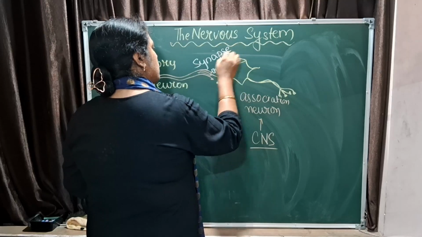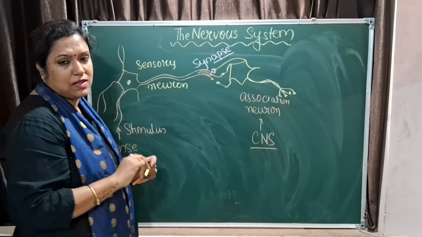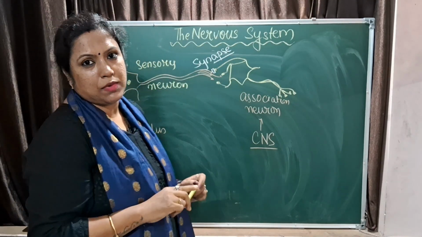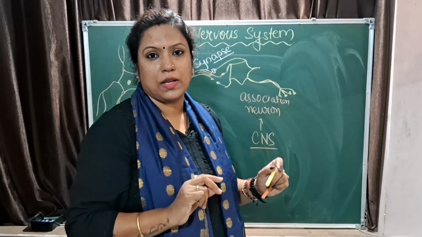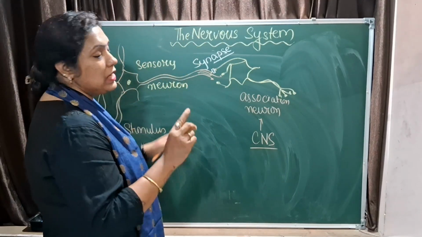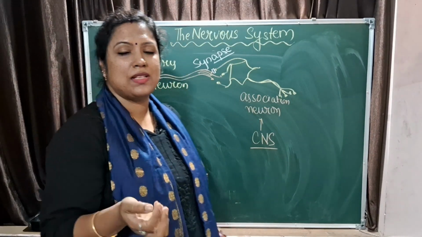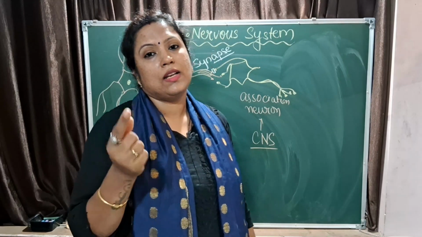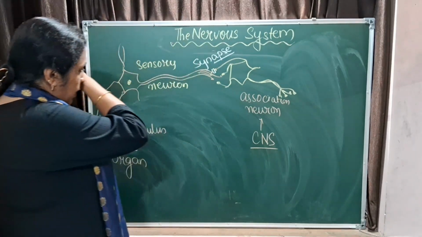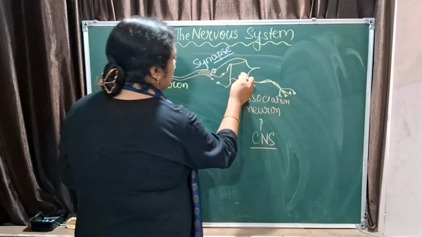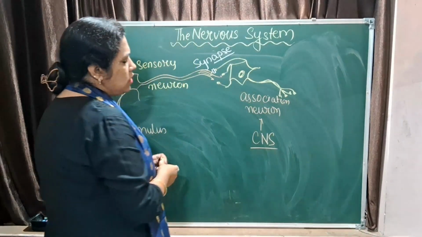We have come across one more word, synapsis, in the chromosome chapter when the crossing over was taking place. So synapse is in the nervous system, synapsis is in the cell division chapter. Anyway, now this is the association neuron.